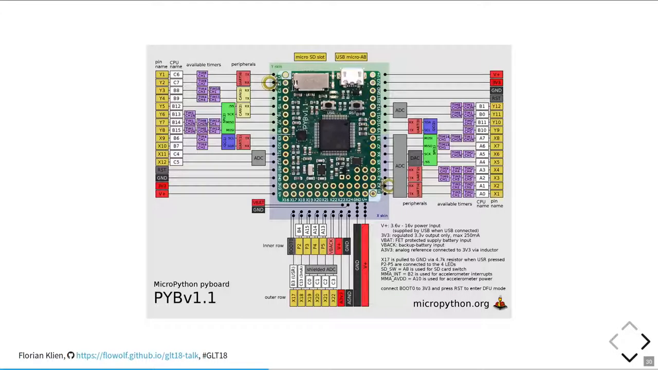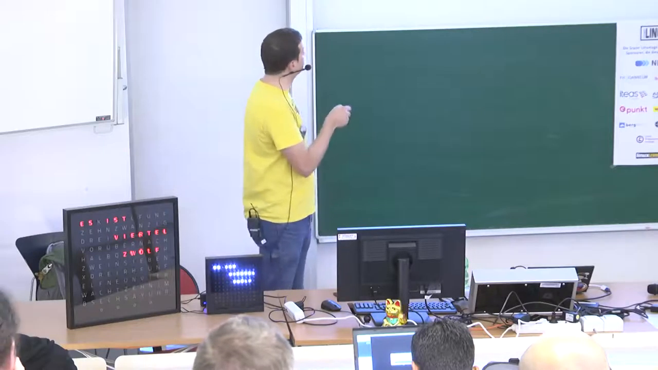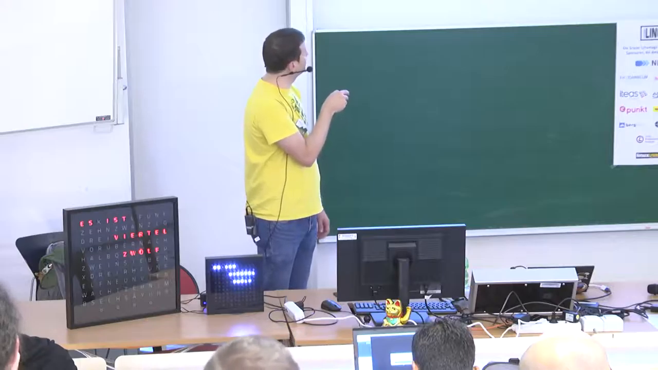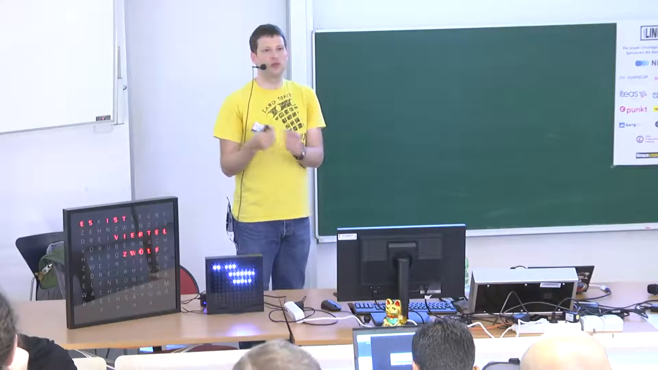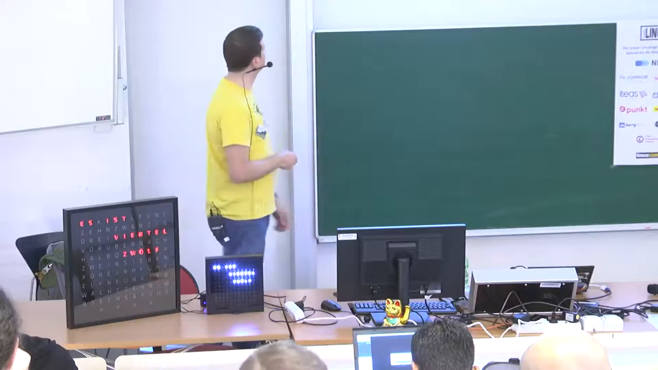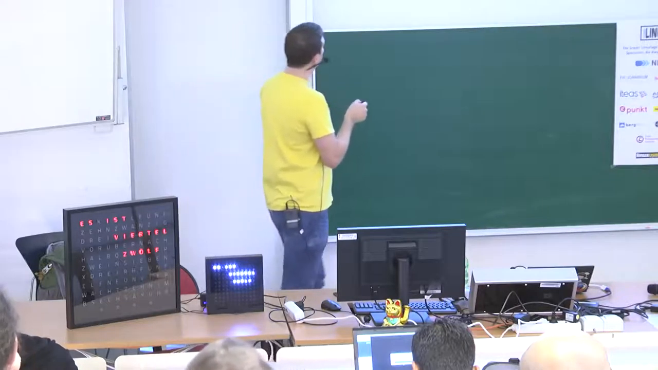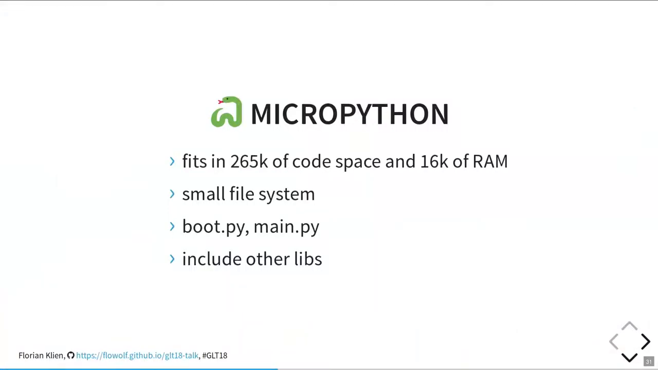So if you power this thing up, you have a main.py that would run on it. And you can read all the GPIO pins, you can write the GPIO pins, you can do all sorts of stuff, whatever you program onto that. And if you reboot it, it loads the whole script again and does the same thing. So it's really practical if you want to switch between projects. It fits into 256K of code space and 16K of RAM.